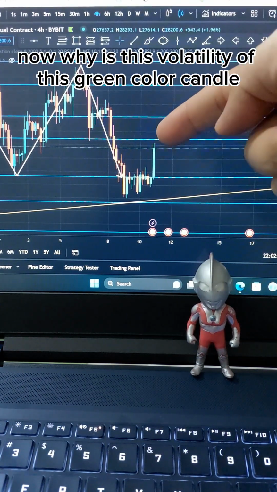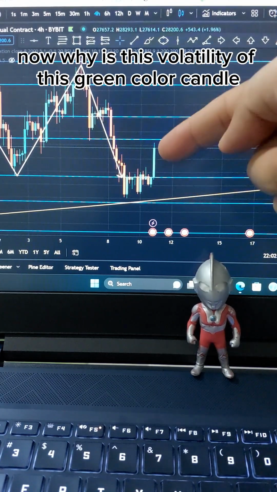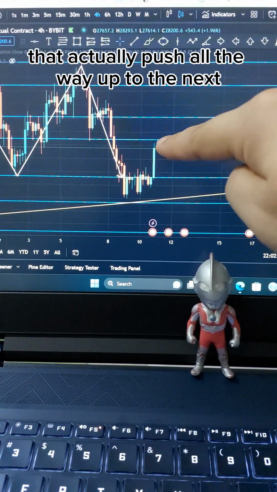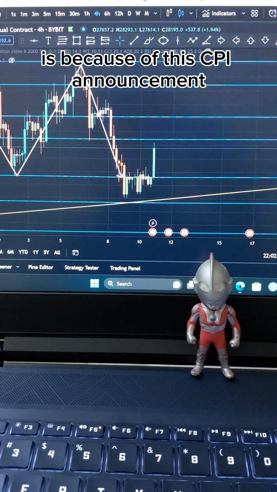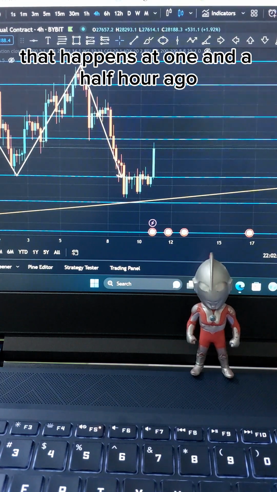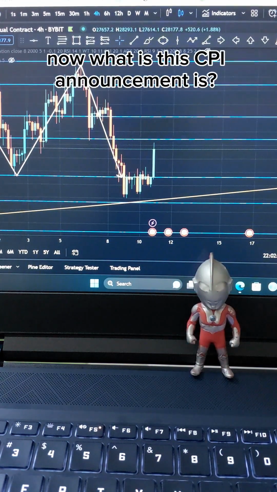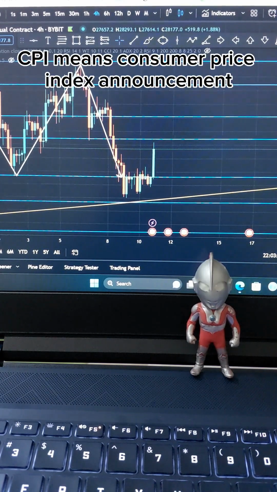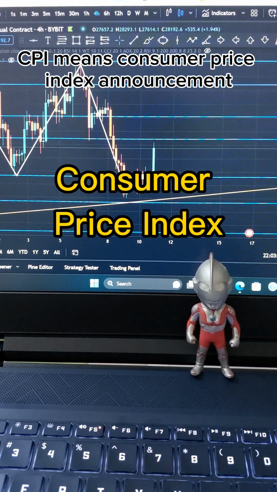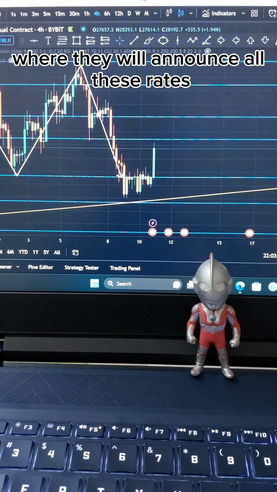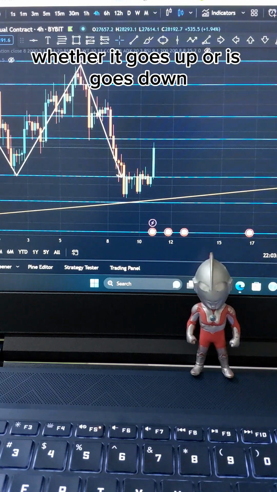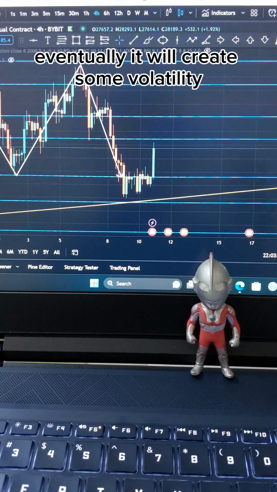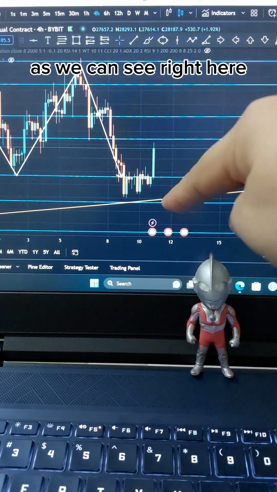Now, why did this green candle push all the way up to the next level of resistance here? It is because of the CPI announcement that happened 1.5 hours ago. What is the CPI announcement? CPI means Consumer Price Index, where they announce the consumer price index rates, whether it goes up or goes down. Eventually, it creates some volatility in the movement, as we can see right here.